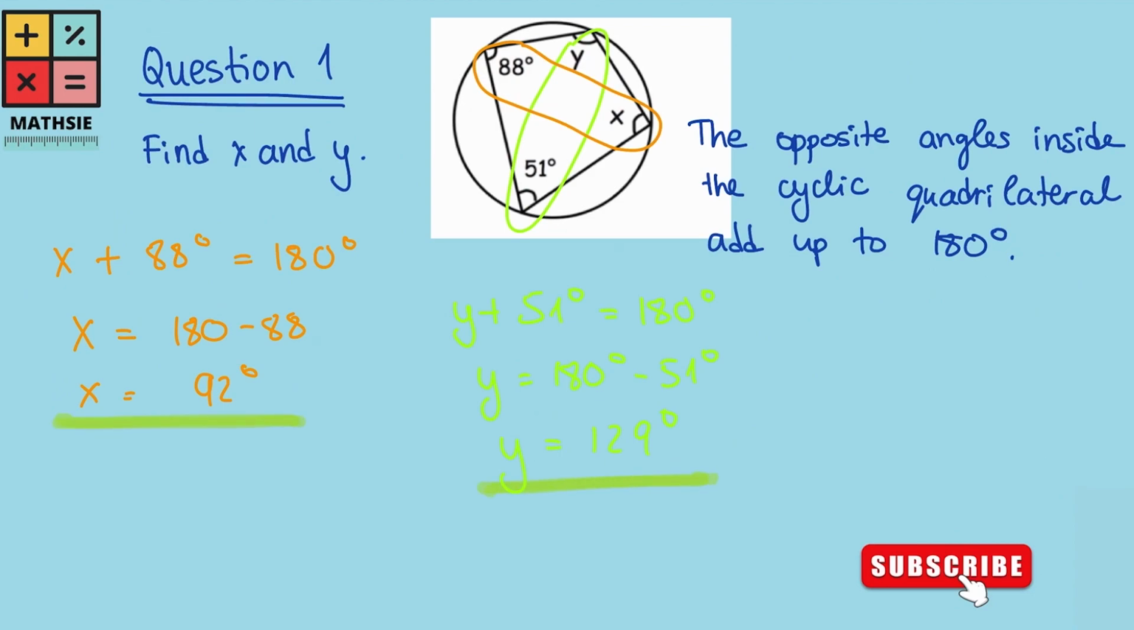Remember, it's very important when you have those kinds of questions to always cite the circle theorem that you're using, in order to give the reason why these add up to 180. So we're done with question 1. Let's take a look at question 2.